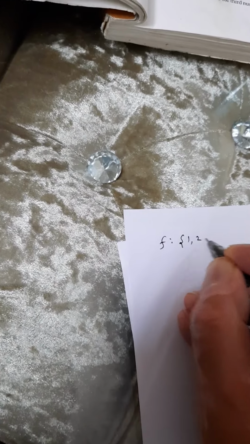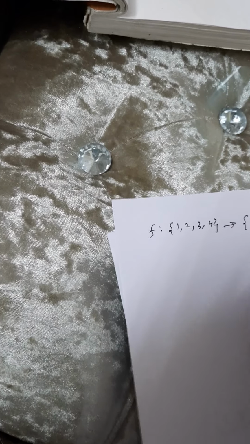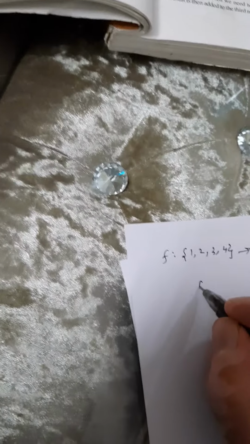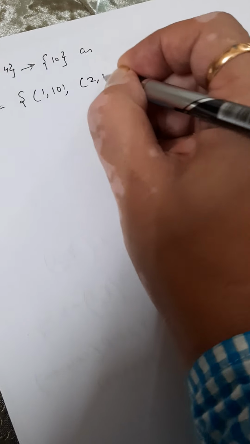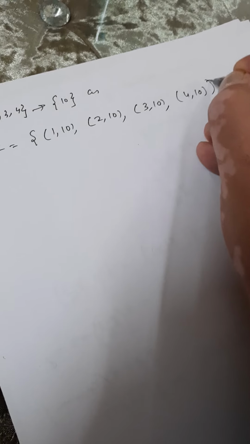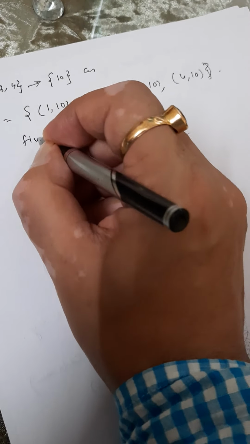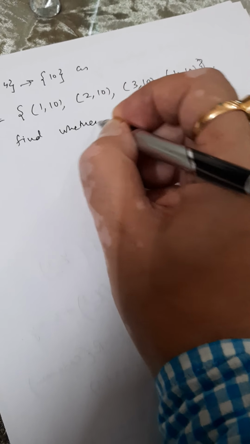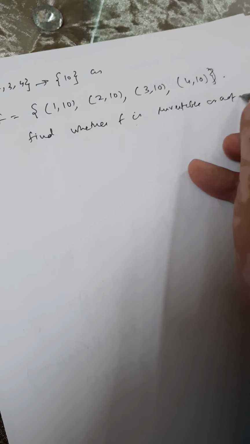Now, I define a function f from {1, 2, 3, 4} to {10} as f = {(1,10), (2,10), (3,10), (4,10)}. Find whether f is invertible or not.